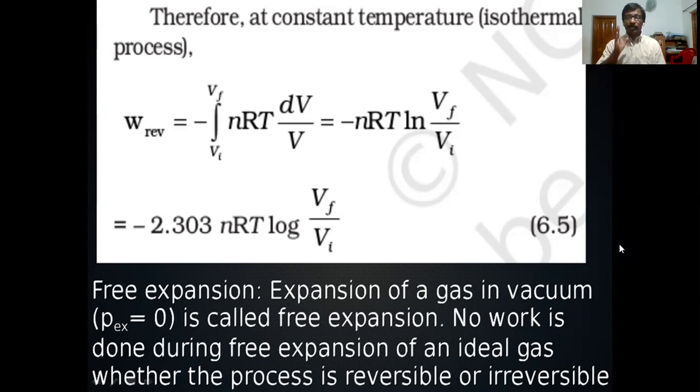Now, I would like to introduce one more term, free expansion. Expansion of a gas in vacuum, that is, external pressure is zero, is known as free expansion. And in the case of free expansion, there is no work. No work is done during free expansion of an ideal gas, whether the process is reversible or irreversible.